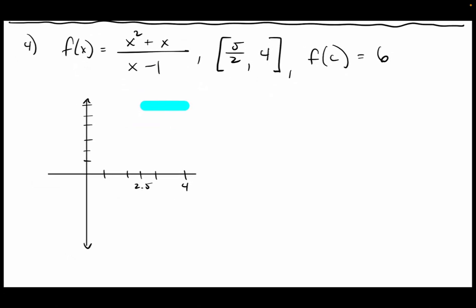So we've got to figure out what's the y value at 2.5, what's the y value at 4. When you plug it in, it doesn't matter if you do 2.5 or 5 over 2, whichever one's easier for you. These are non-calculator questions, so 5 over 2 might be easier. So we get 5 over 2 squared plus 5 over 2, divided by 5 over 2 minus 1.